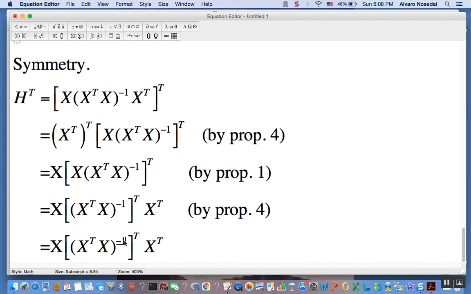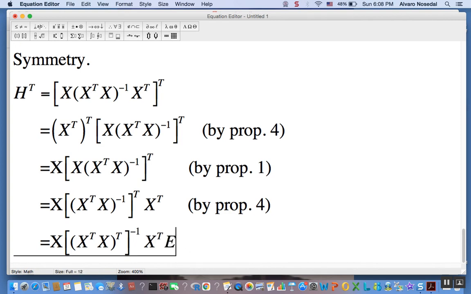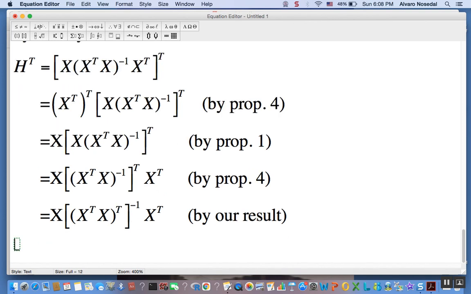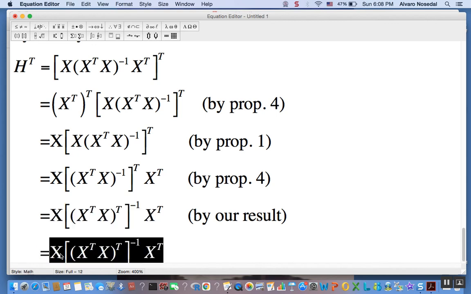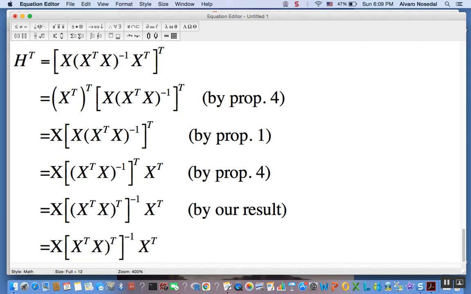So, let me change this guy. This is transpose. This is inverse. Right? And this is by our result. By our result. Okay. So, again, X transpose is going to be the same as X transpose times X transpose transpose. Well, that's going to be just X transpose X, right? So here we go. This is going to be just X transpose times X transpose transpose, right? Just to be super clear.